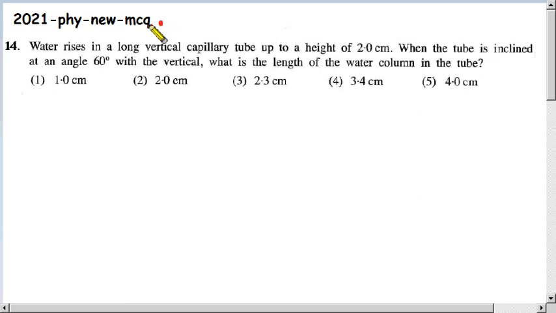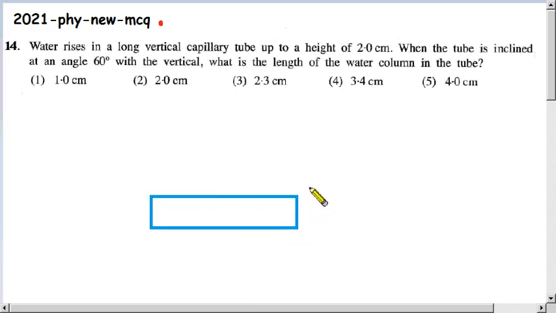So children, let us do now question number 14 from the MCQ part of the 2021 Physics New Syllabus paper. Water rises in a long vertical capillary tube up to a height of 2.0 centimeter. When the tube is inclined at an angle 60 degrees with the vertical, what is the length of the water column in the tube? Let us draw a diagram for this to illustrate the question.